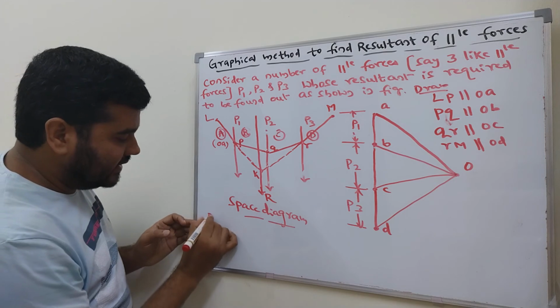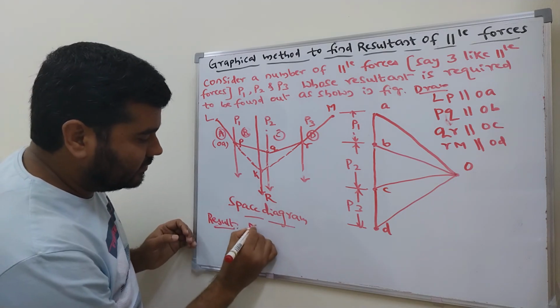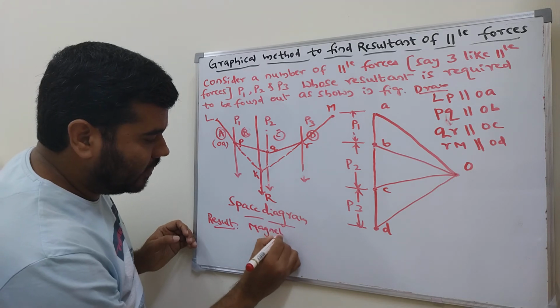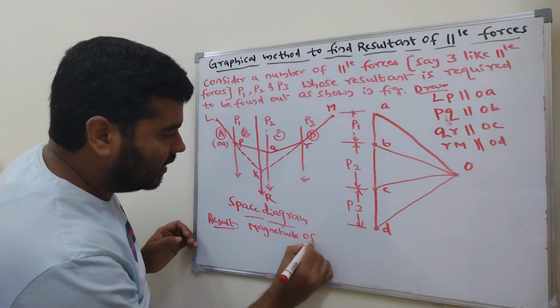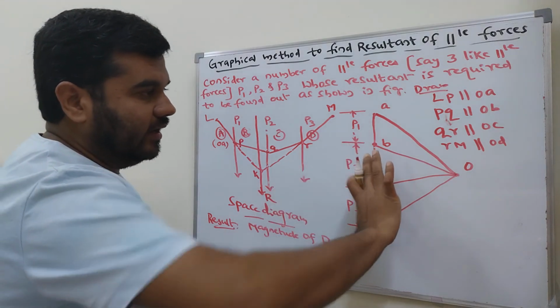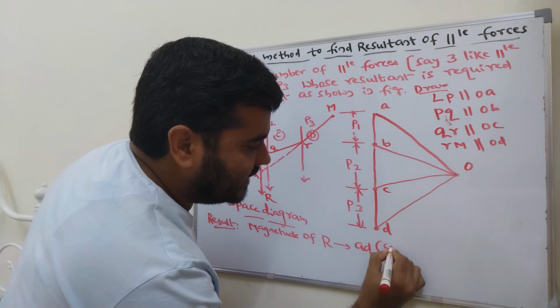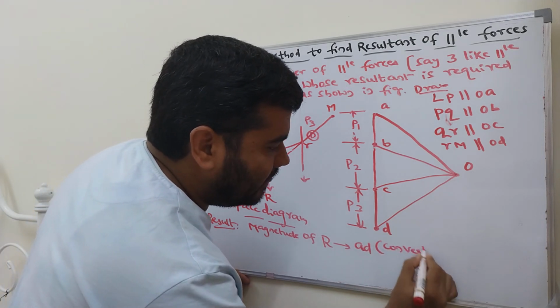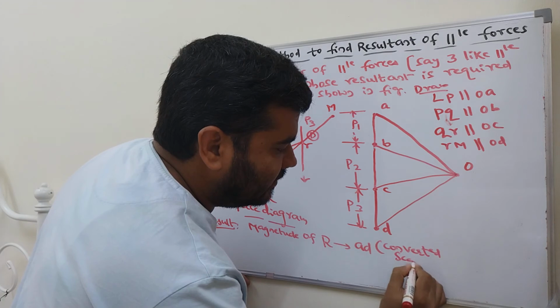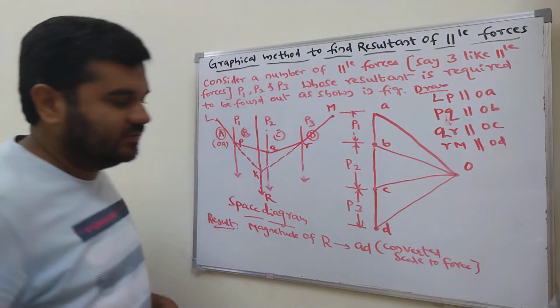So finally, the result I am getting here: the magnitude of R is AD. That is AD. It is converted from scale to force.